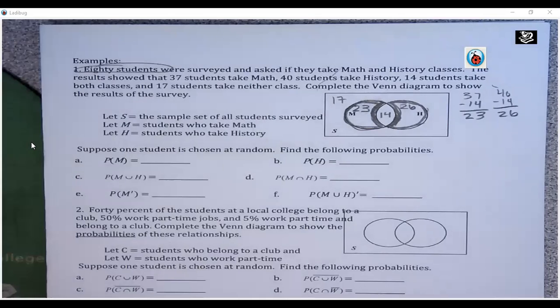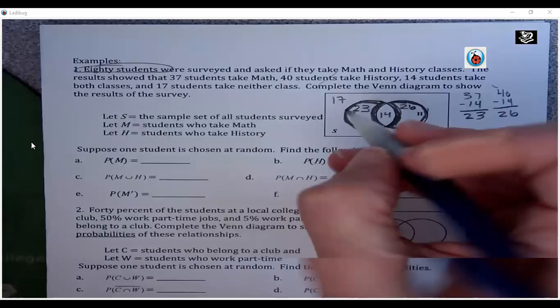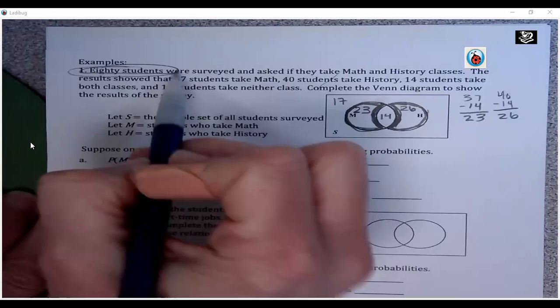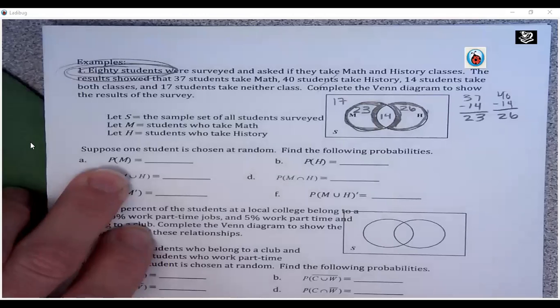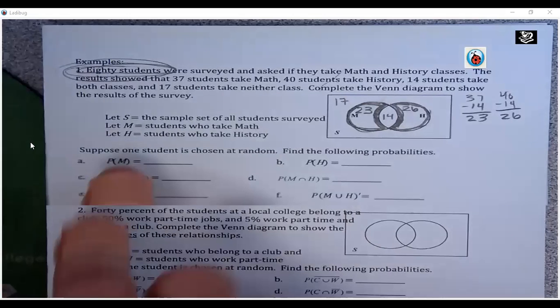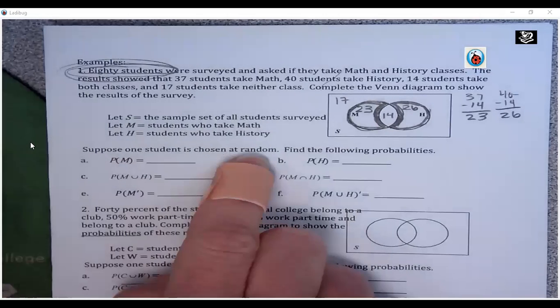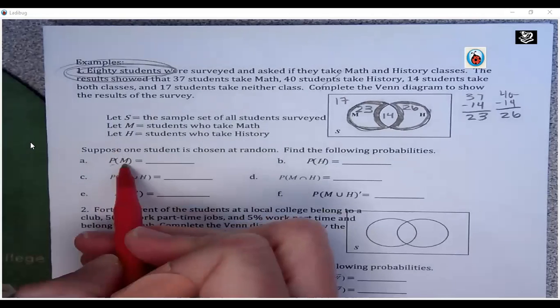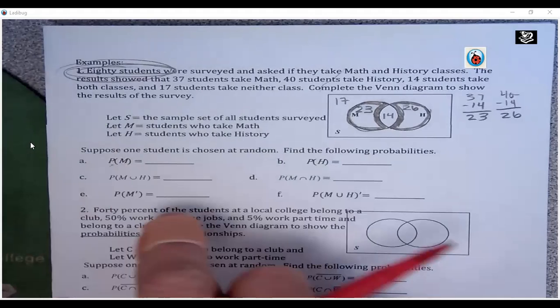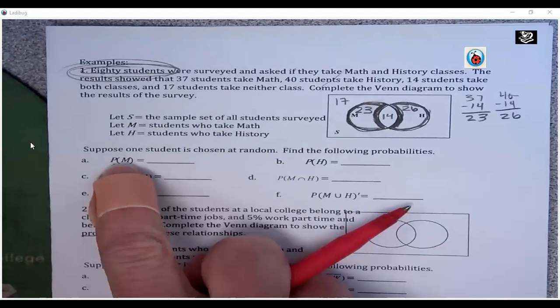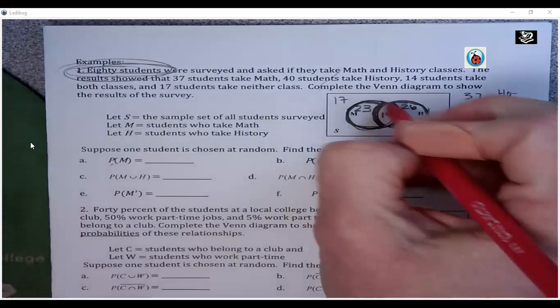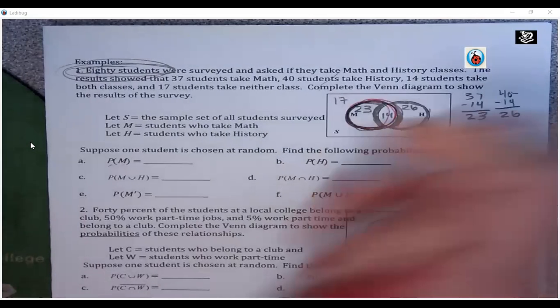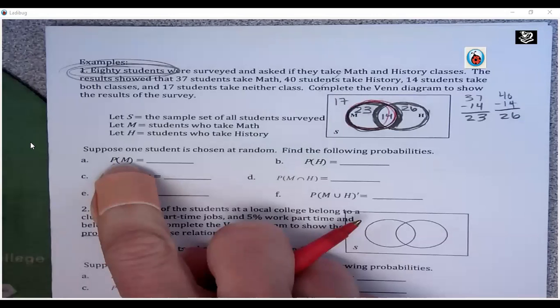80. So when you add these numbers up, you should get the total, okay? All right. Suppose one student is chosen at random. Find the following probabilities. So what is the probability that a student takes math? This doesn't say only math, just the probability that they're in a math class. So we want to look at this whole circle now. Okay, so the probability that they're in math is this whole circle.